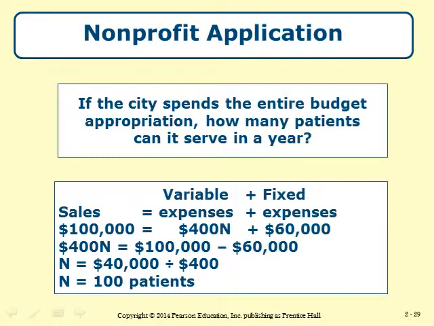We can use the break-even equation to solve the problem. So let N be the number of patients. Substitute the $100,000 lump sum budget for sales, and note that sales equals variable expenses plus fixed expenses if the city completely spends its budget. Therefore, the city can serve 100 patients.